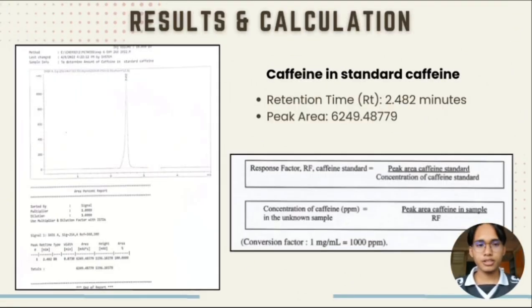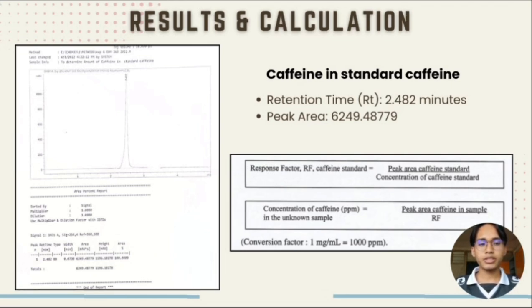Next is results and calculations. First, let's take a look at the chromatogram shown here. So this chromatogram illustrates the retention time of the caffeine peak in the standard caffeine, which is recorded at 2.482 minutes, and the peak area was measured to be 6249.48779. Next, we utilize this data to determine the concentration of caffeine in the unknown sample using the following formula. First, we calculate the response factor, which is equal to the peak area of the caffeine standard divided by the concentration of the caffeine standard.